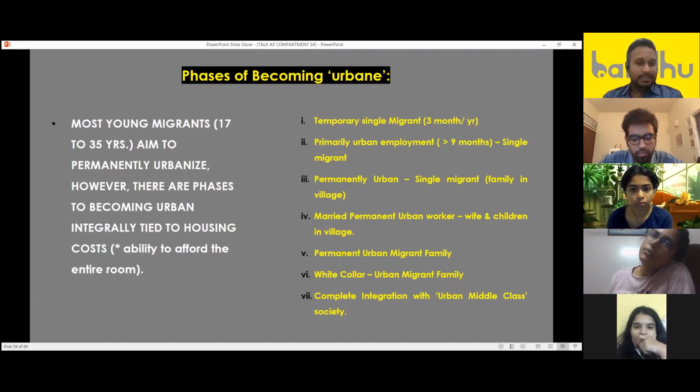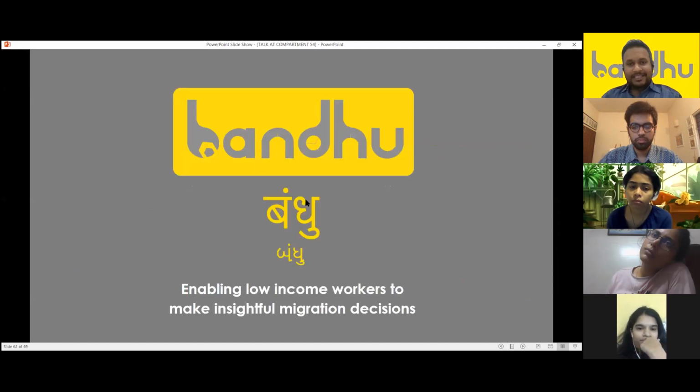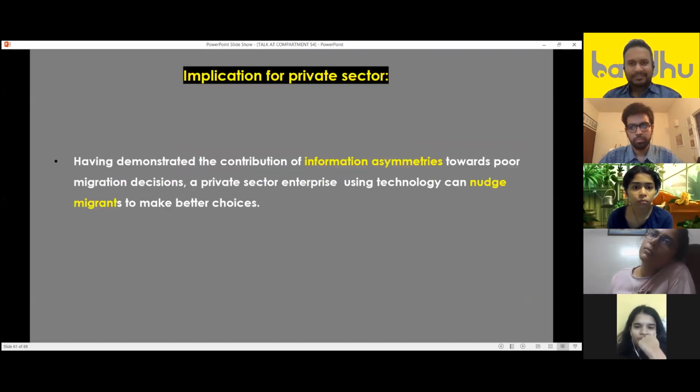I bet you had so many people whose parents came as cowherds from Saurashtra to Surat, and within one generation they got educated, they became engineers, and they set up their plants. Now they're industry owners. So you've seen that mobility in 30 years. And this is where we're saying, what are the recommendations for the private sector? Very clear, if we can solve information asymmetry using big data, we can really nudge migrants to make better decisions.